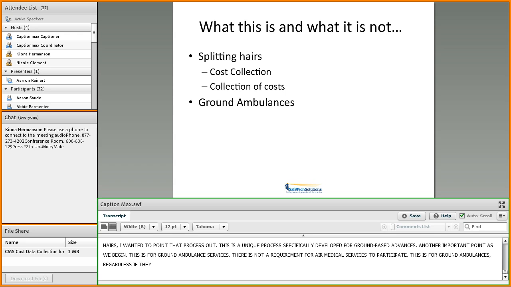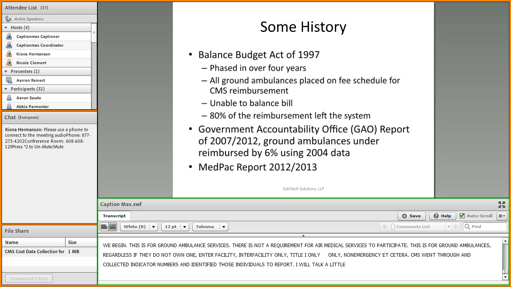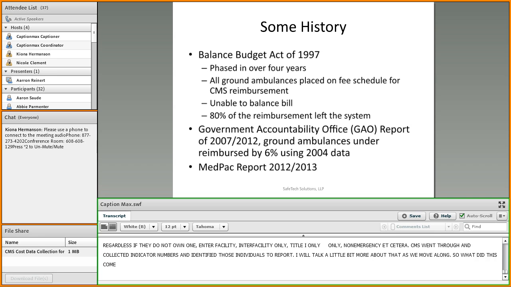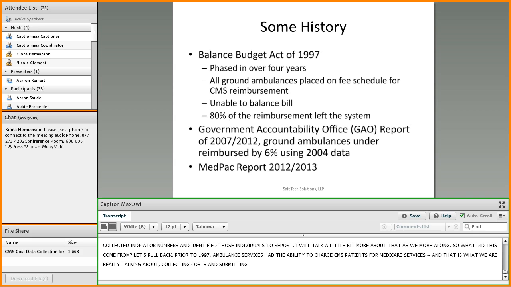This is a unique process developed specifically for ground-based ambulances. And that's the other important point as we begin. This is for ground ambulance services. There is not a requirement for air medical services to participate. It is for ground ambulances, regardless if they do 911, interfacility only, 911 only, some of both, non-emergency, etc. CMS went through and collected NPI numbers, National Provider Identifier numbers, and identified those individuals to report. I'll talk a little bit more about that as we move along.